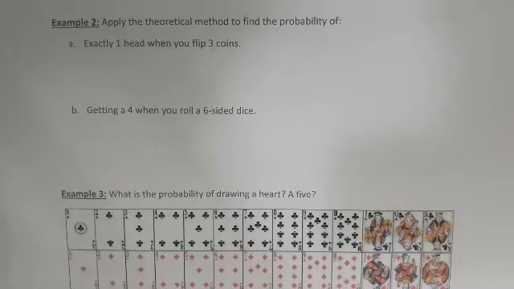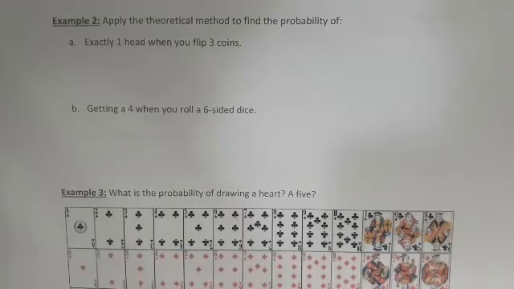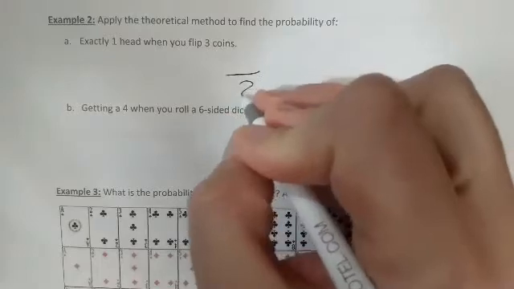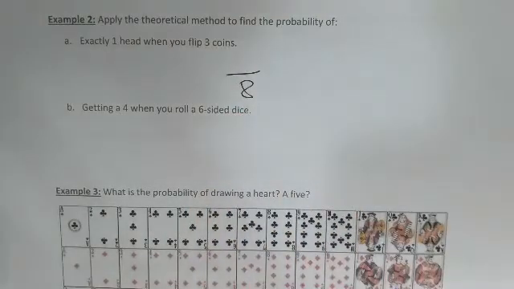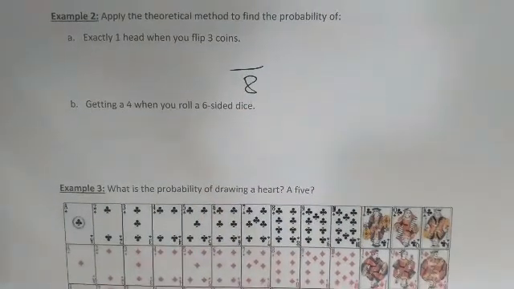So right off the bat, I hope you can figure out the total number of possible outcomes when I flip 3 coins. Back to that first page, there are 8 total possible outcomes. Now we want to count all the outcomes that have exactly one head.